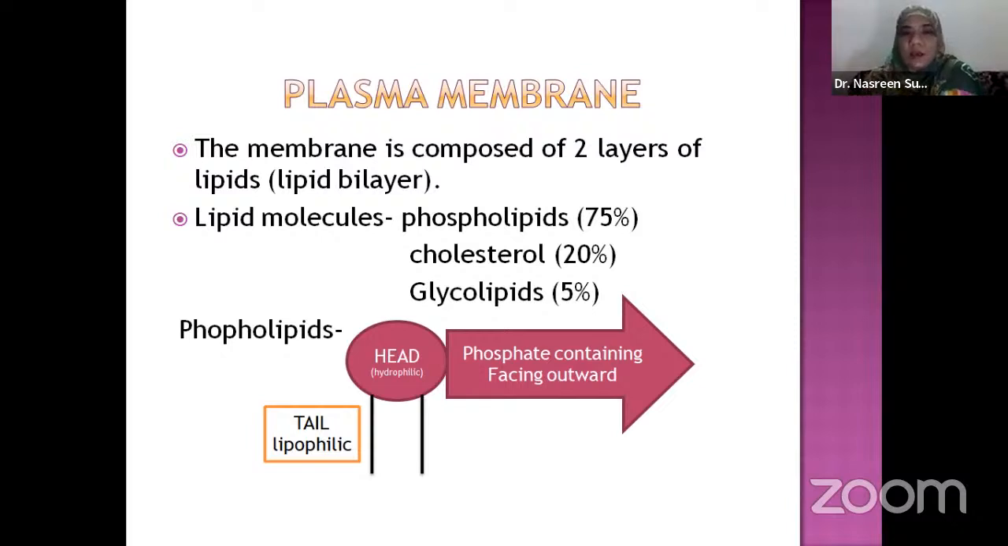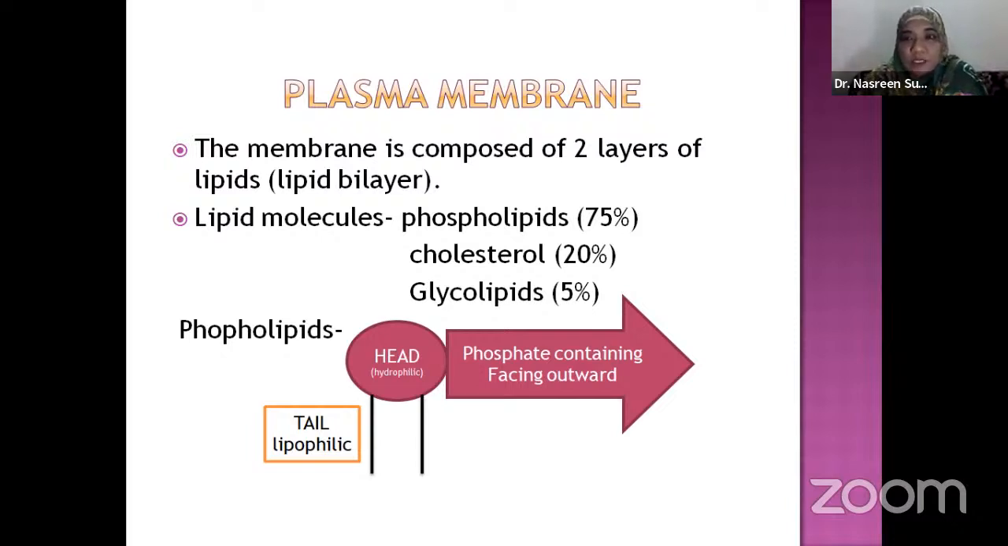So here we are not going to study all the models. We know the standard one. What is it? It consists of two layers of lipid. It is a lipid bilayer. This lipid bilayer, these lipid molecules, contain three types of components: phospholipids, cholesterol and glycolipids.